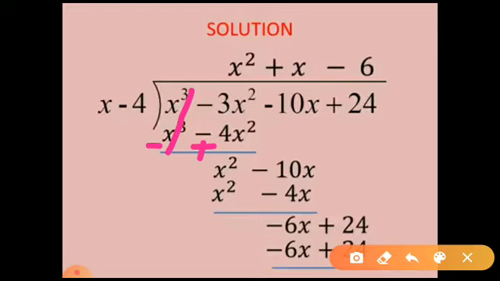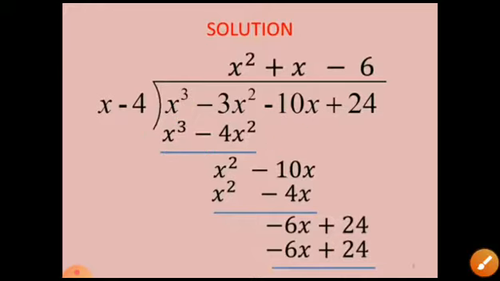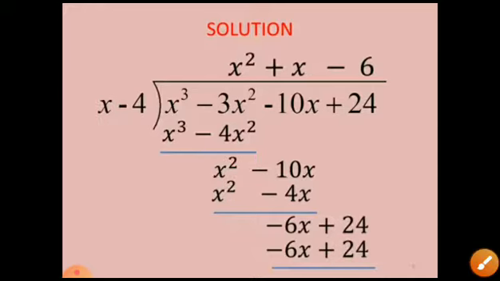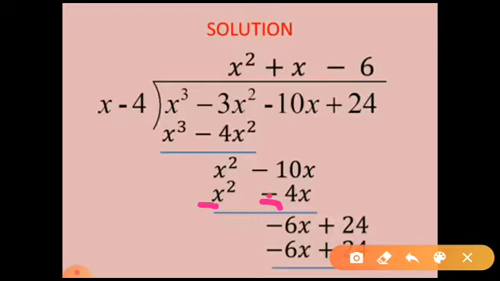So this will get cancelled and I'll get as minus 3x square plus 4x square. Minus 3 plus 4 is what? 1x square. So 1 no need to write. You can just write it as x square. Next term should be taken down. So minus 10x. Okay. Next step again x square divided by x. It becomes x. So write it x. Multiply it. And then again subtract it. Subtract means change the sign. Minus becomes plus. Cancel. Minus 10 plus 4 becomes minus 6.